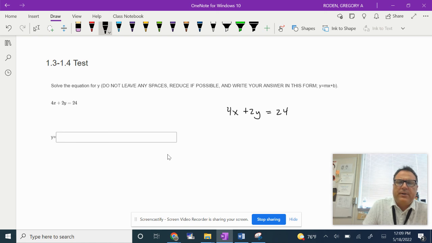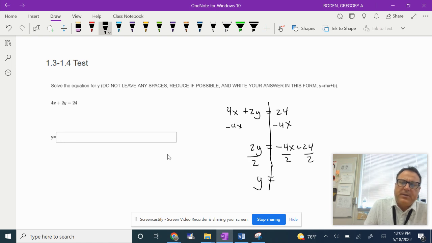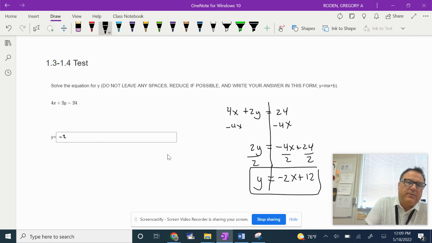And so we're going to subtract 4x from both sides to get y by itself. So now we have 2y equals negative 4x plus 24. And then we're going to divide everything by 2 to get y by itself. So now I get y equals negative 4 divided by 2 is negative 2x, and 24 divided by 2 is 12. So you should have negative 2x plus 12. Negative 2x plus 12 should be what you put in that box right there.